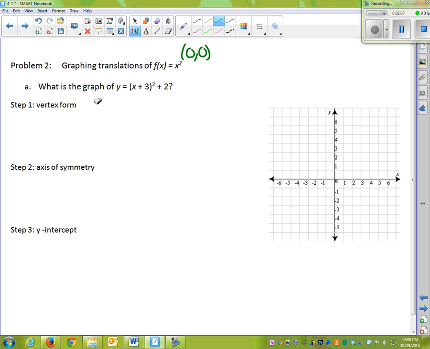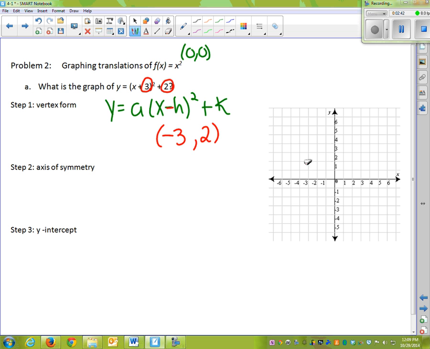The first thing I want to do is find out what the vertex is. My vertex form, y equals a (x minus h) squared plus k. So h goes along with the 3, and k is the 2. This x minus h, that's the same thing as the opposite of h. So my vertex is the opposite of 3, -3, and k is +2. So I'm going to plot that point, -3, +2.